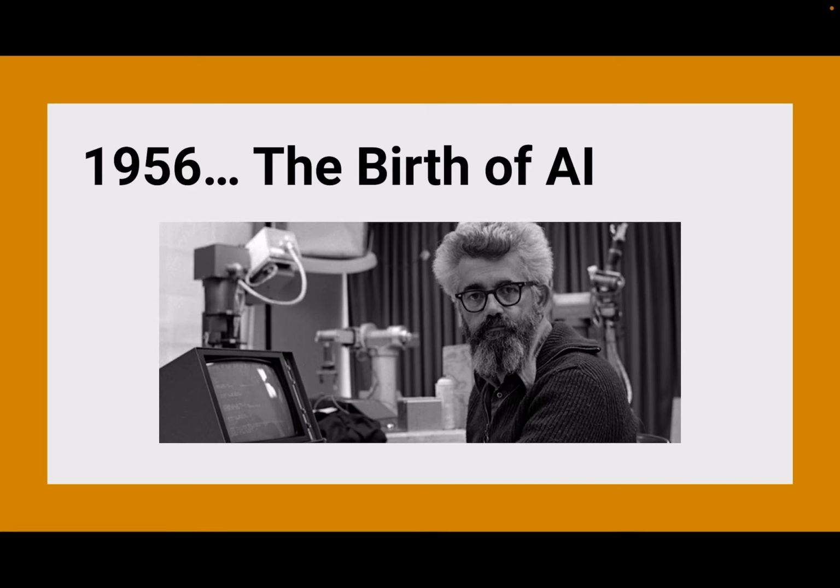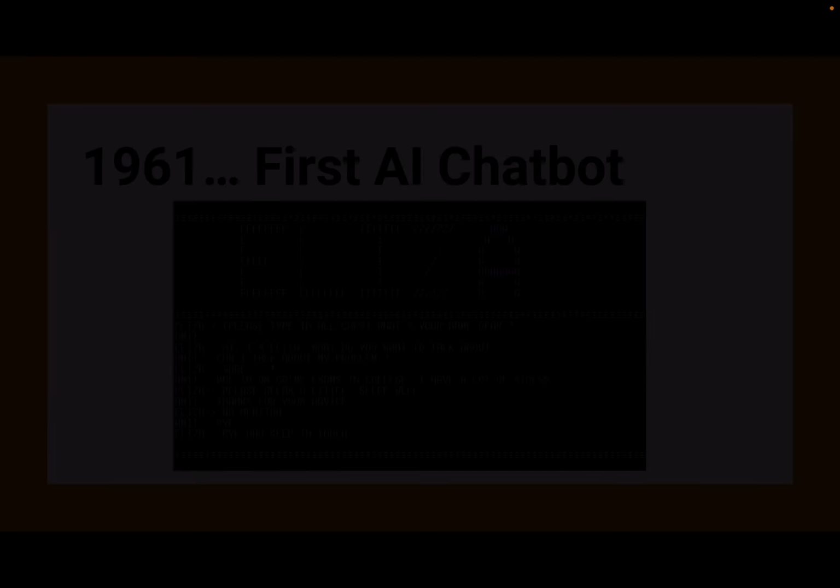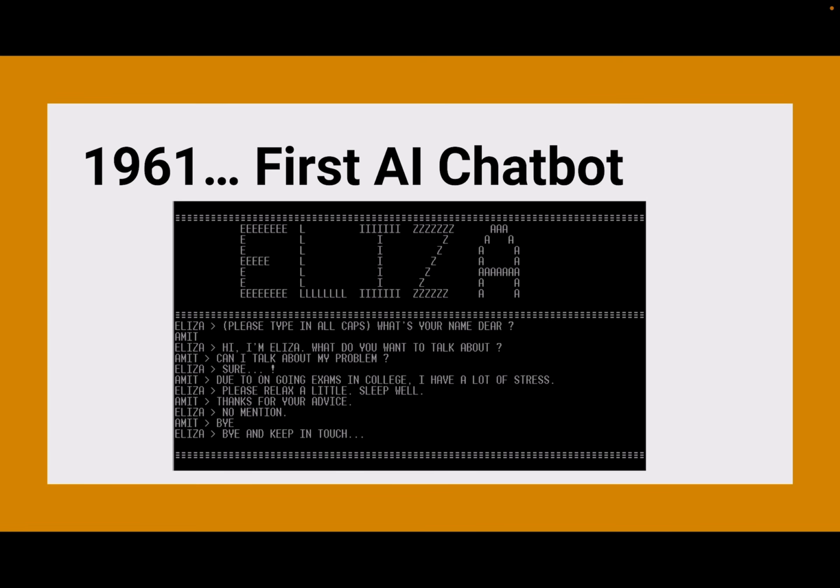Then we jump ahead to 1956, and that marked the most important era for artificial intelligence because during this year, John McCarthy first coined the term AI, which was followed up by the first AI lab set up in MIT in 1959. In 1961, our first AI chatbot, called Eliza, was introduced to the world.